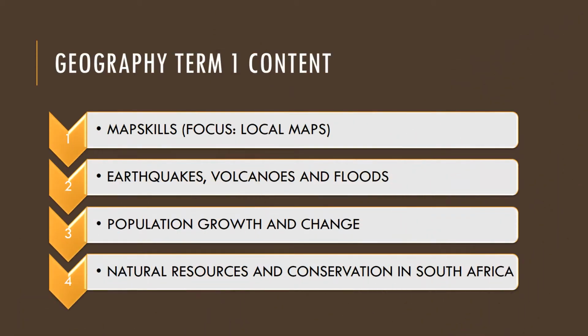Before we get started with the content that we need to cover for social sciences geography term 1, it's important for us to have an overview of all the topics that will be covered throughout the year. And so in the first term, we focus on map skills, and with map skills, the focus is primarily on local maps. In the second term, we look into earthquakes, volcanoes, and floods. In the third term, we look into population growth and change. In the fourth and final term, we look into natural resources and conservation in South Africa.